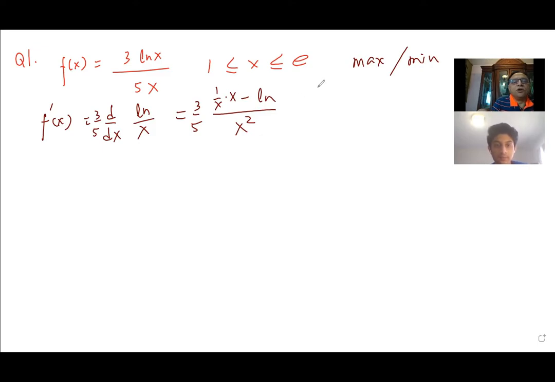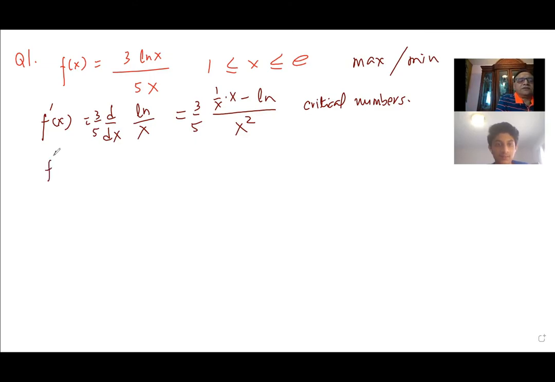So what are the critical numbers? Sir, I'm actually a bit confused on the second part. You know where we wrote 1 over x times x, that would be the derivative of the first part. And then, sir, where did we get the minus ln from? Okay, so the derivative of x times ln x: the derivative of x is 1, so minus ln x. Okay, yeah.